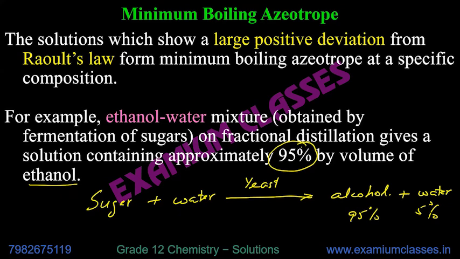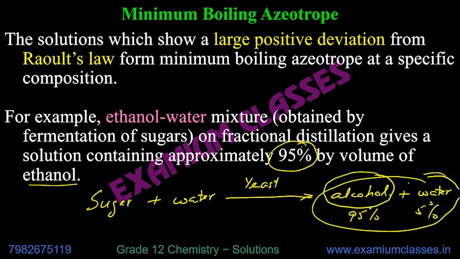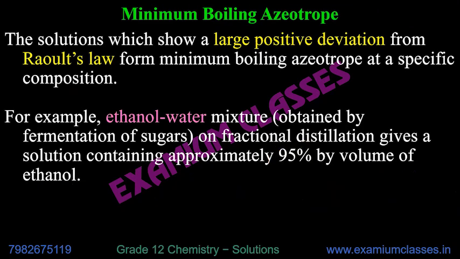If you want to separate this, you will not be able to separate by fractional distillation because the composition in liquid phase will be 95% 5%. In vapor phase also it will be 95% 5%. So the mixture will have lower boiling point than either of alcohol and water. So this mixture boiling point will be less than both these boiling points, alcohol and water. That's why large positive deviation. Example you need to memorize.